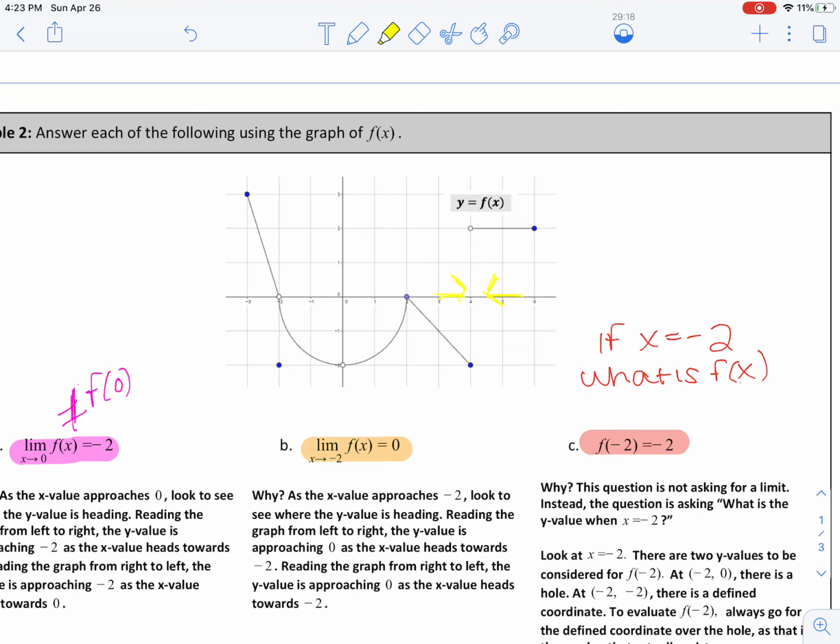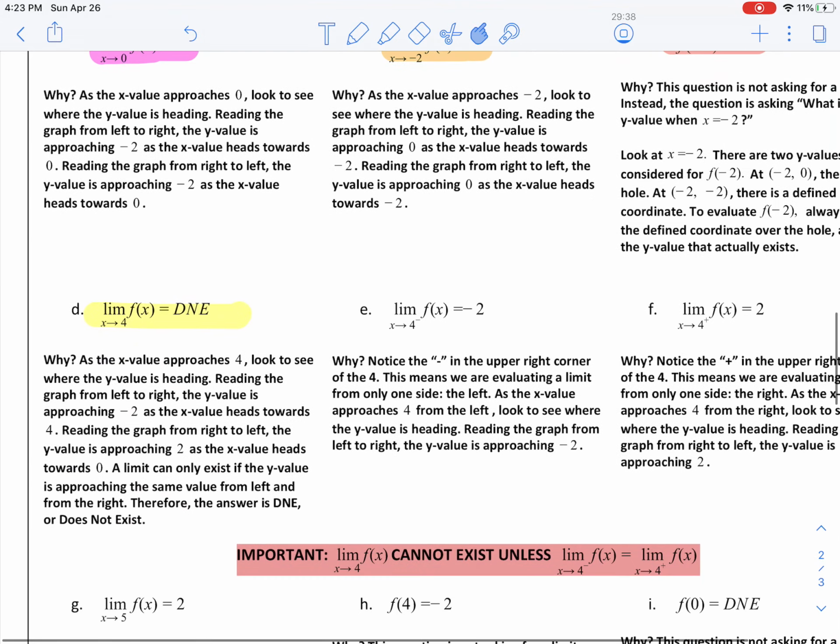So when I trace that behavior out on my graph, from the left it looks like it's approaching -2, and from the right it looks like it's approaching +2. So you can see that this behavior down towards -2 and this behavior towards +2 are not the same. Because they are not the same, we say that the limit as x approaches 4 does not exist. And we're going to continue unpacking that a little bit.